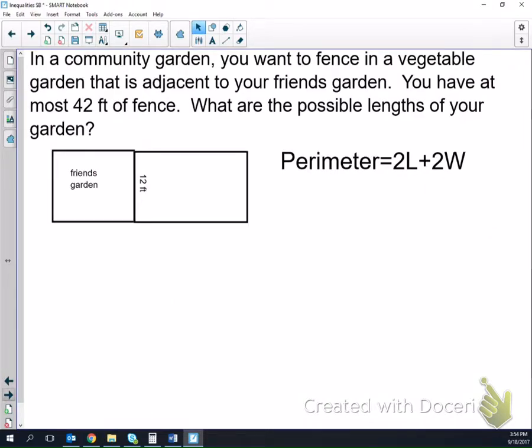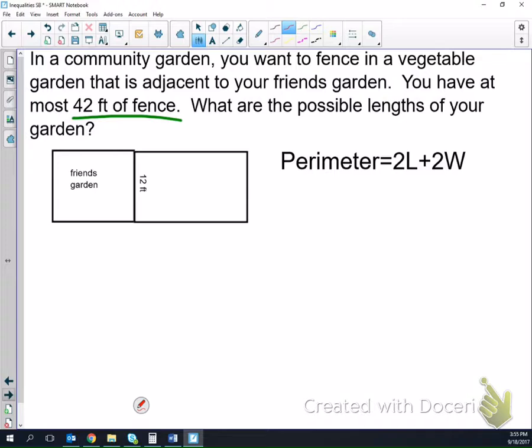All right, now here we're encountering a word problem associated with this. So in our community garden, we want to fence in a vegetable garden, keep all those rabbits out, that is adjacent to our friend's garden. Who isn't gardening right next to their BFF? I mean, you know, it's what we all do when we have some spare time, go out to the gardens. So you have at most 42 feet of fence. So what are going to be the possible lengths of your garden?